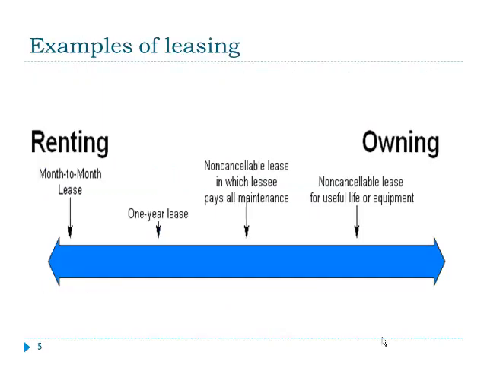Here's the same span of leasing that we've looked at before. We called the items that were down on the rental side operating leases, and we're going to call the items over on the owning side capital leases. Somewhere in the middle, the criteria of the Financial Accounting Standards Board break up lease contracts into those two categories.